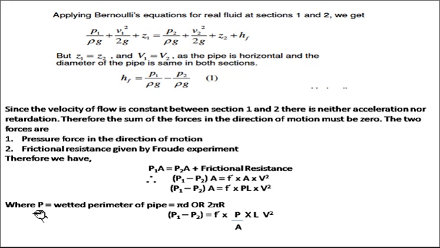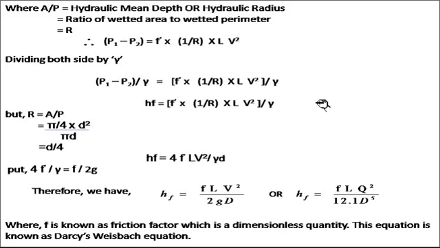The value of the wetted perimeter is given by pi into d, or in terms of radius, it is 2 pi r. If I put the value of perimeter and make the mathematical simplification, we have the equation P1 minus P2, which is equal to F dash into P by A into L into V square. Remember that P by A is the inverse of hydraulic radius.